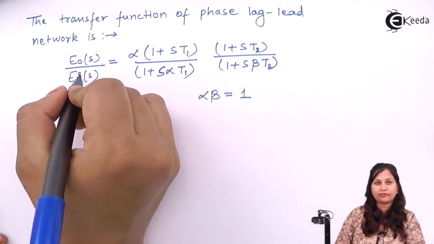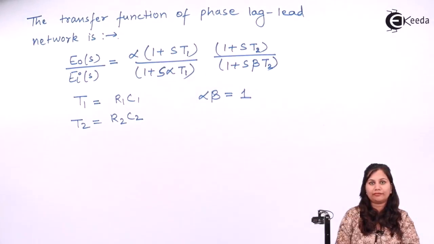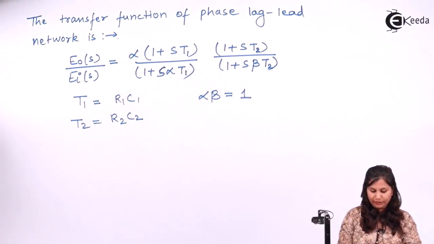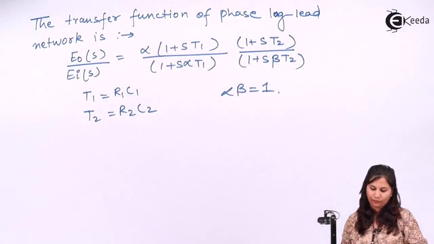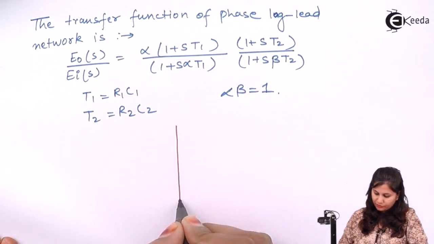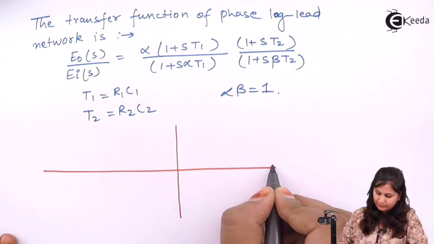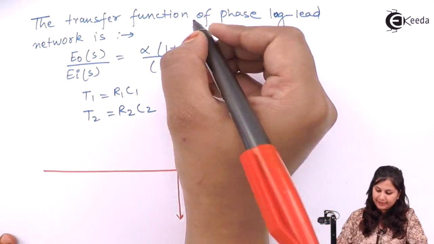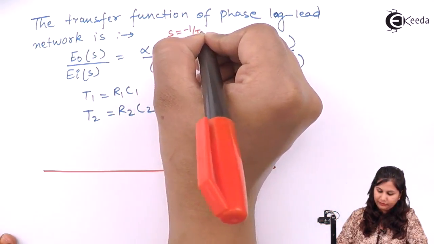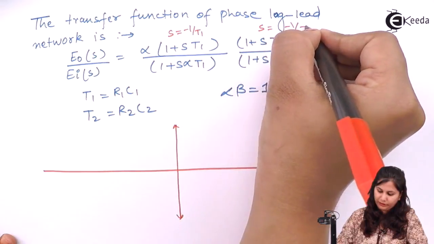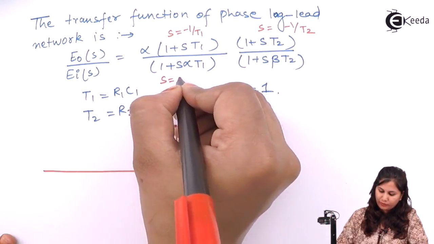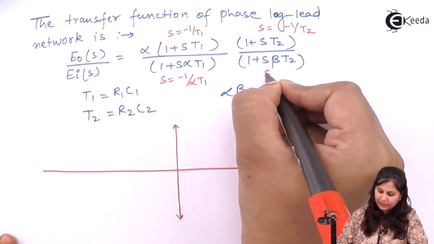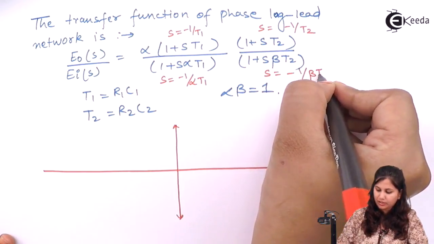So this is the complete transfer function of the phase lag lead network. Now from this transfer function, if we draw the pole-zero configuration of this phase lag lead network, here we have the zeros at S equals minus 1 upon T1 and S equals minus 1 upon T2. Poles are at S equals minus 1 upon alpha T1 and S equals minus 1 upon beta T2.